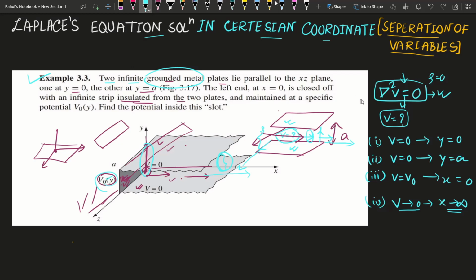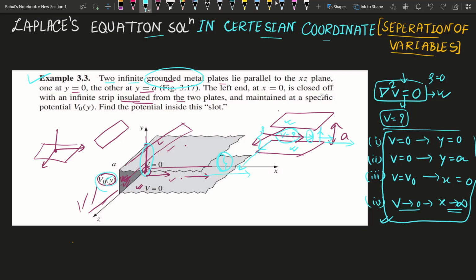From these 4 things you can easily understand that the potential does not depend on the z-axis. If we move along the z-axis, it does not depend on that. That means there is a symmetry.